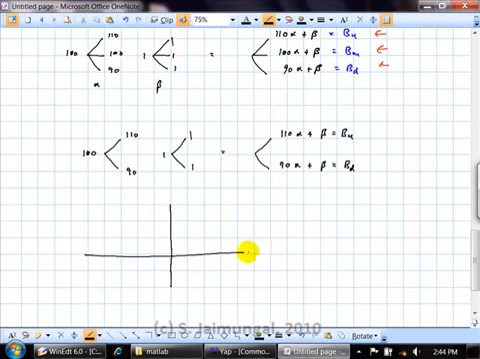Whoops. Man, I can't draw straight lines. I need this tool.